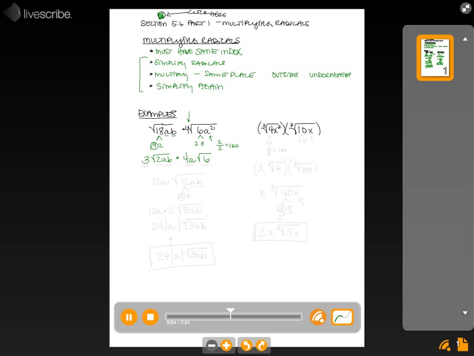Now we're going to multiply these things in the same place. We're going to multiply the numbers out in front, which are 3 and 4a. 3 times 4a is 12a.